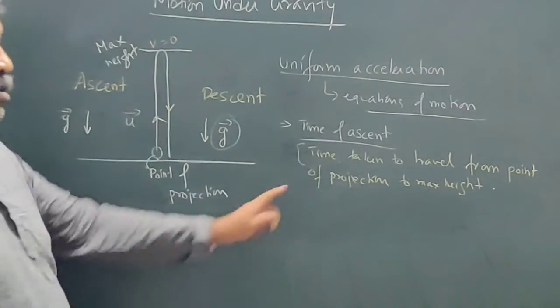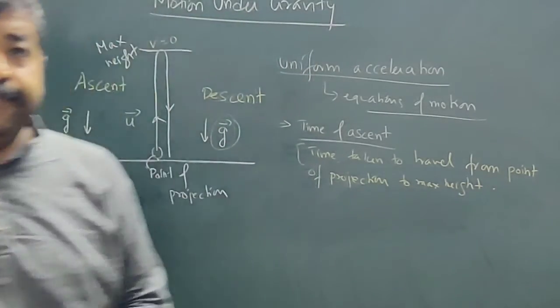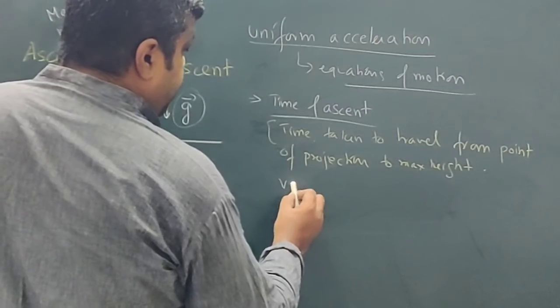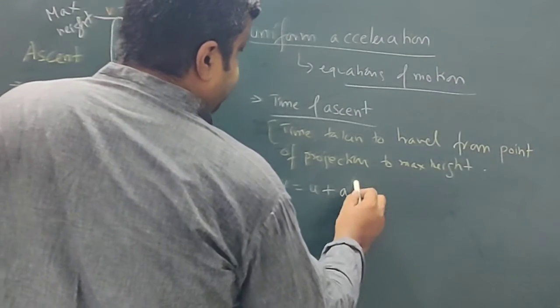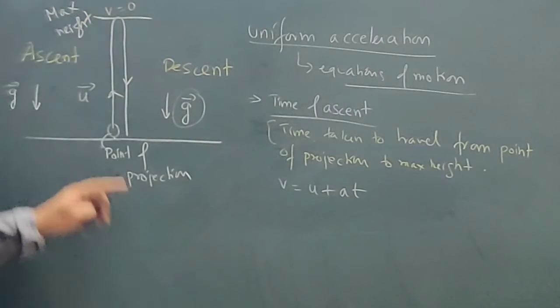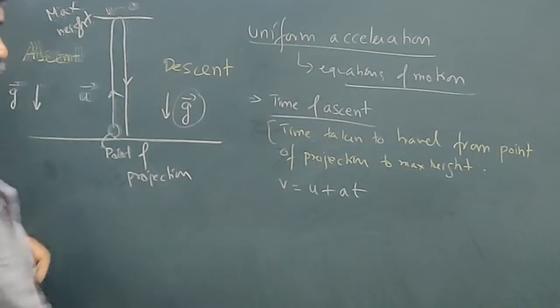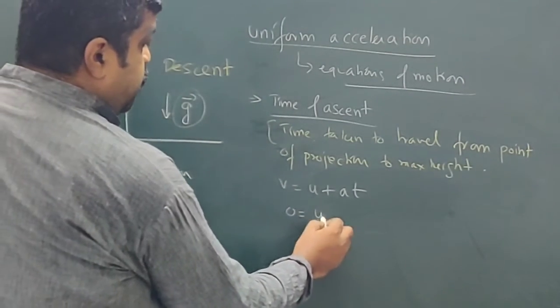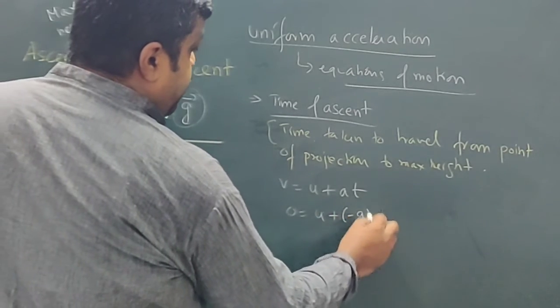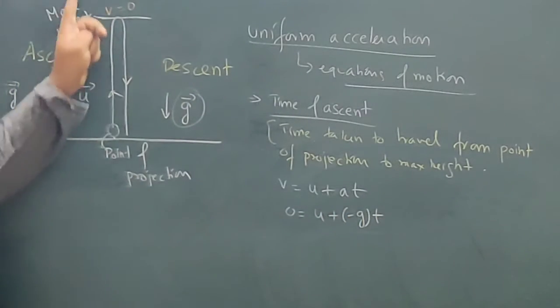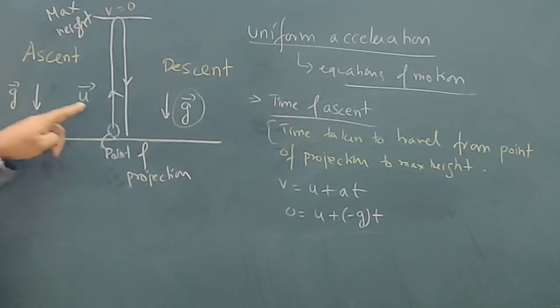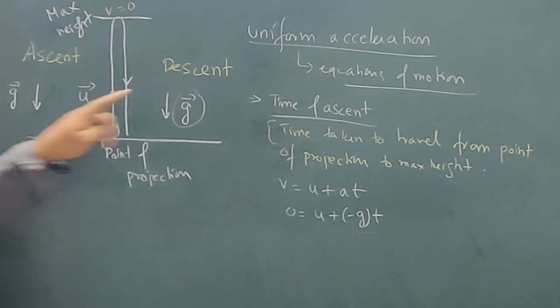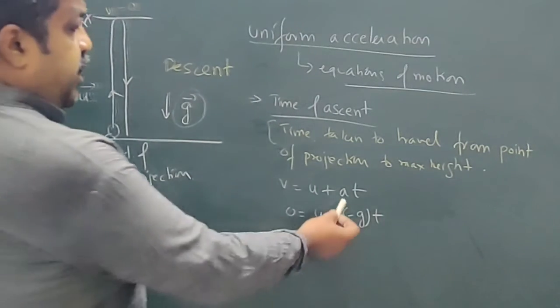From point of projection to maximum height, if we use the equation v = u + at, here initial velocity is u, final velocity is 0. So 0 = u + (-g)t. During ascent, these two are in opposite directions, so acceleration will be negative. So a is -g.